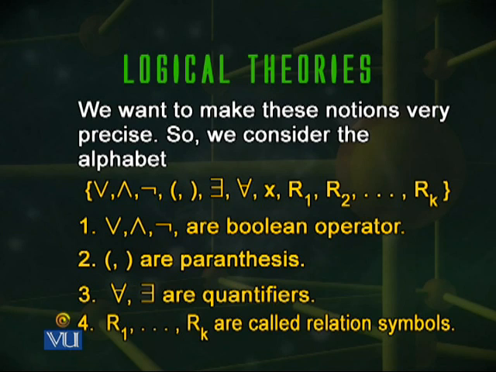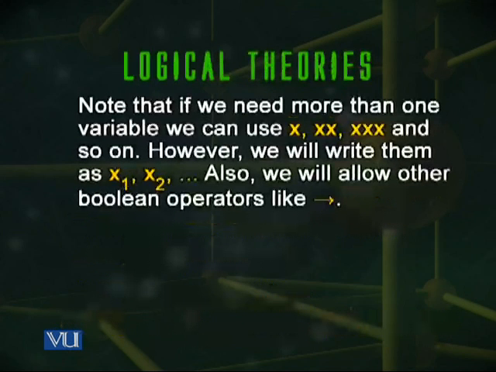And then we will have things called relation symbols. They will be denoted by R1 all the way up to Rk. Note that if we need more than one variable, we can use x for the first variable, xx for the second variable, xxx for the third variable, and so on. However, we will write them as x1, x2, and so on because it's less cumbersome.